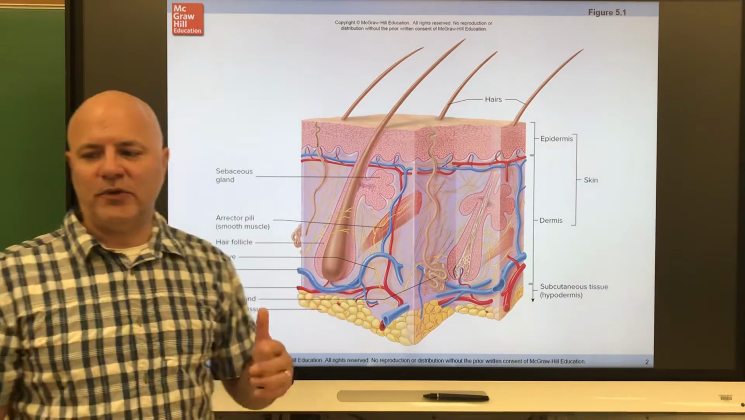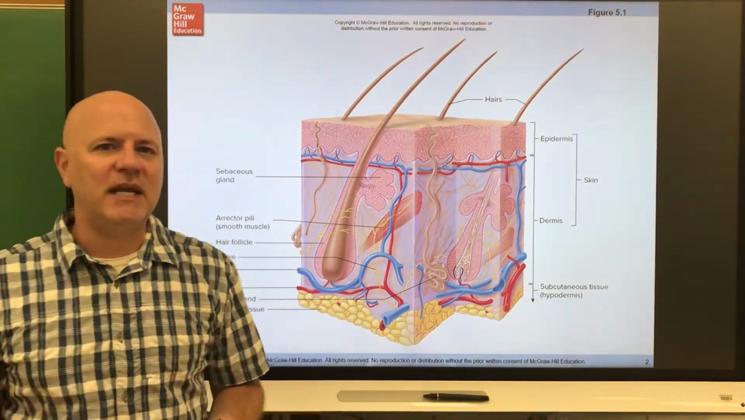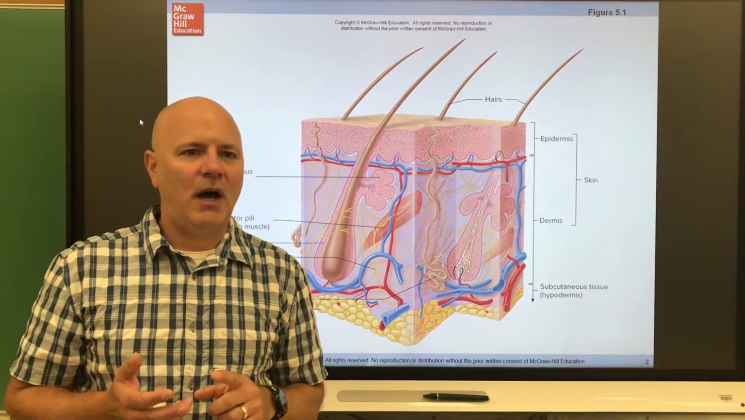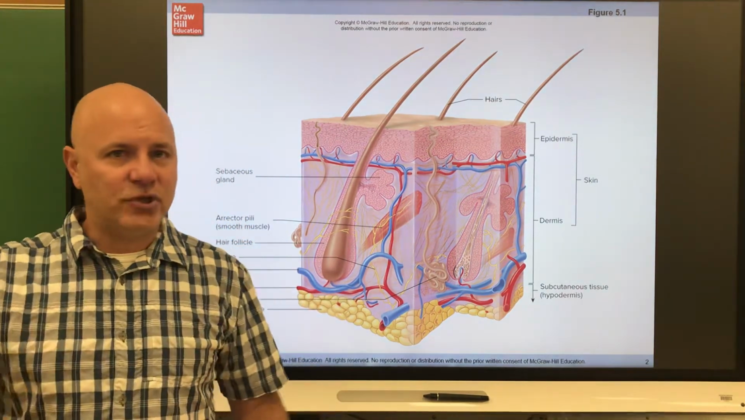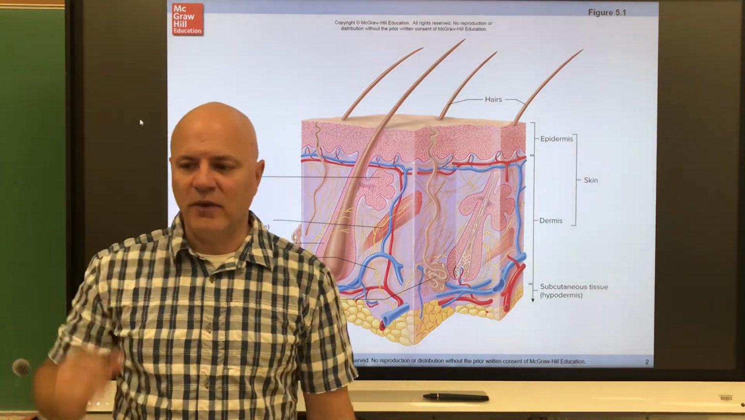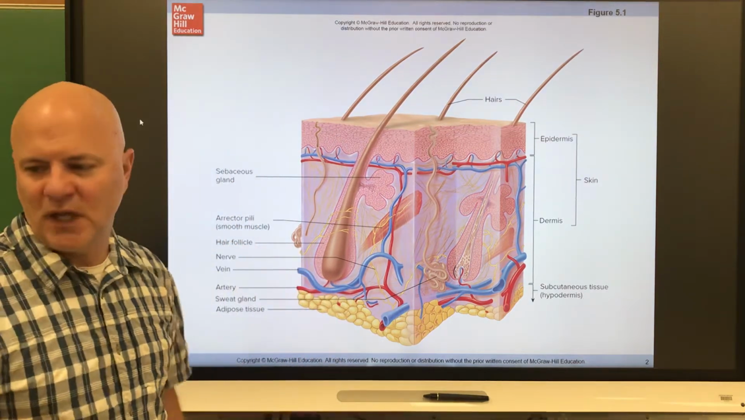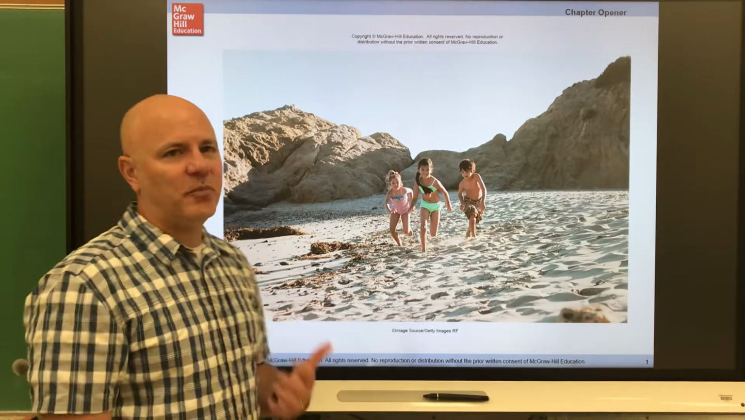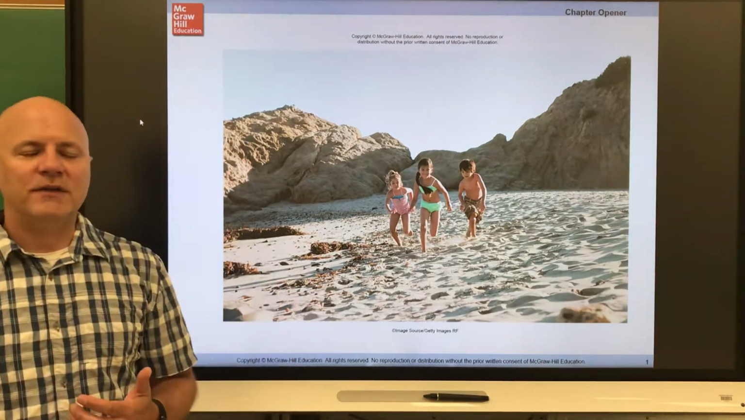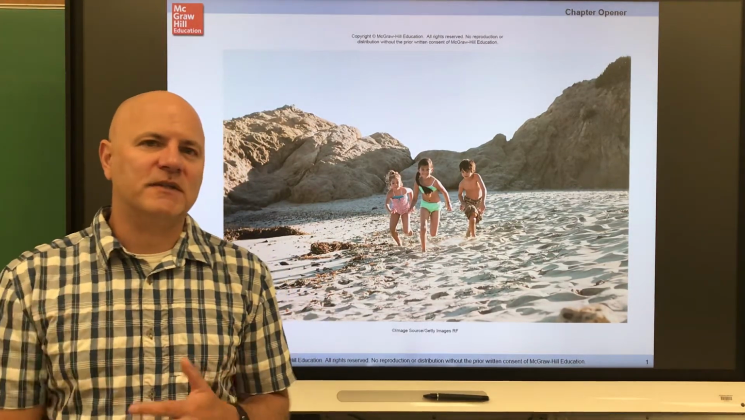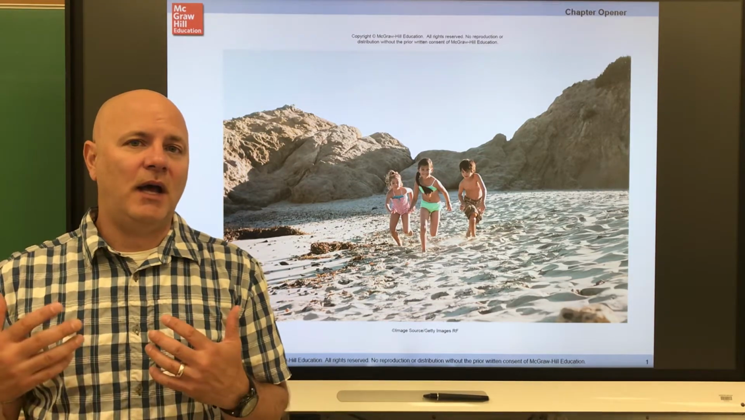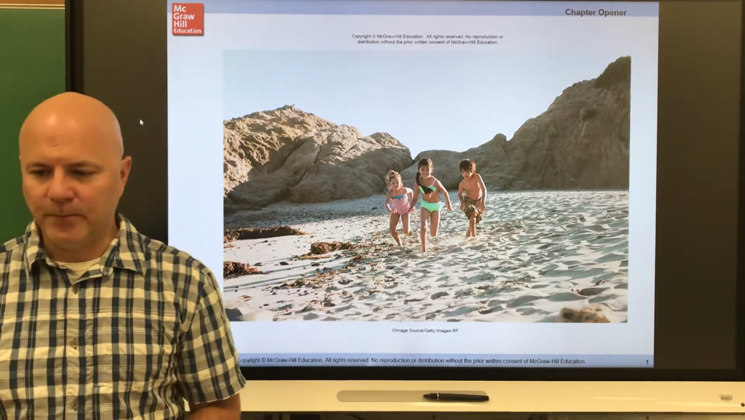Next is just simple cutaneous sensations. So cutaneous sensations are skin sensations. So pain, pressure, pleasure, temperature, these are things that we feel through our skin. Itch is another one. What's also happening with these kids on the beach is they're producing vitamin D. So as we're exposed to sunlight, that ultraviolet radiation is going to help us produce vitamin D.